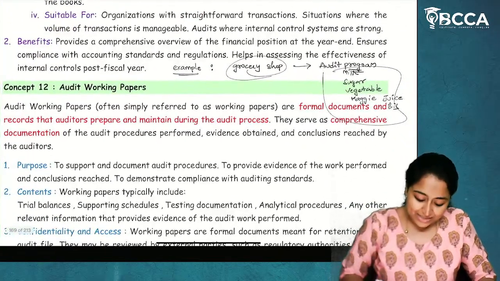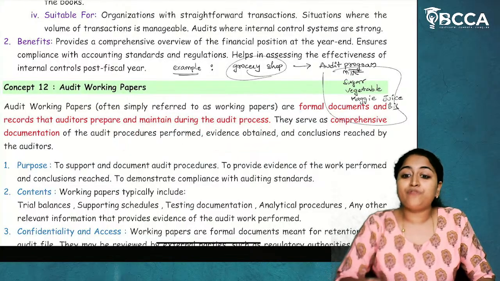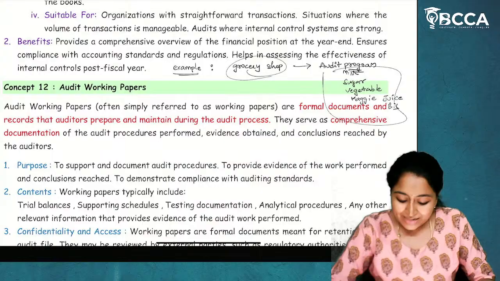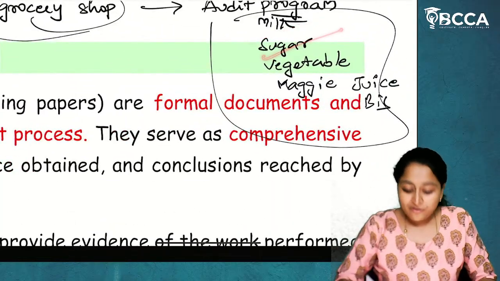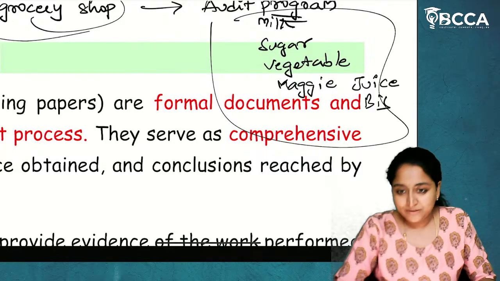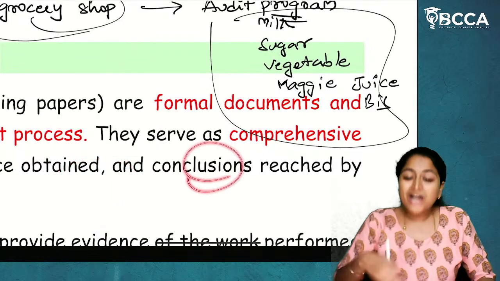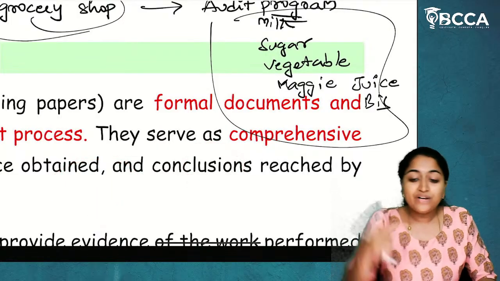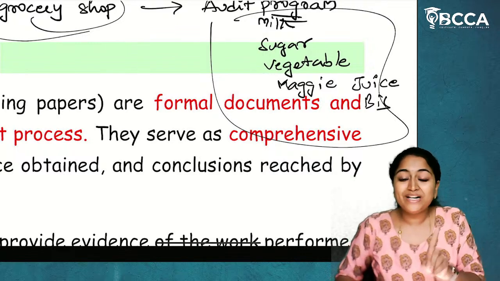of showing this, as an evidence obtained, and as the procedures are performed, you are proving that, yes, I have gone to the shop for buying milk, for buying sugar, for buying vegetables. You're proving that I have performed the work. And you are collecting the evidence and you are giving the conclusions. For that purpose, you are preparing your own record, which is called audit working papers.